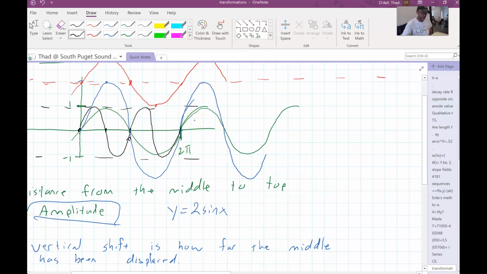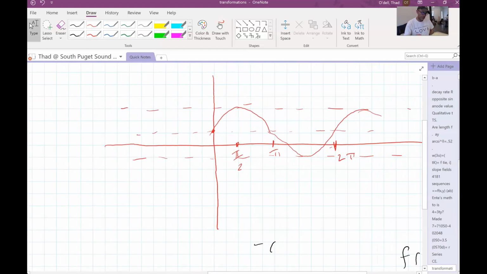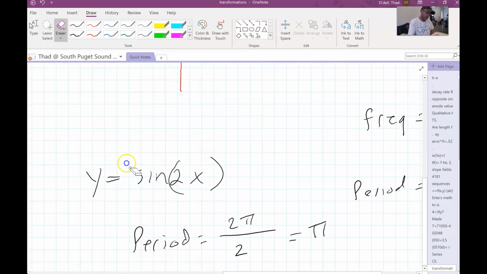Okay? So that is called, the number in the equation is called frequency. But usually we take the frequency from the equation and we use that to find out the period, because the period helps me know where to begin and end my 1 cycle.